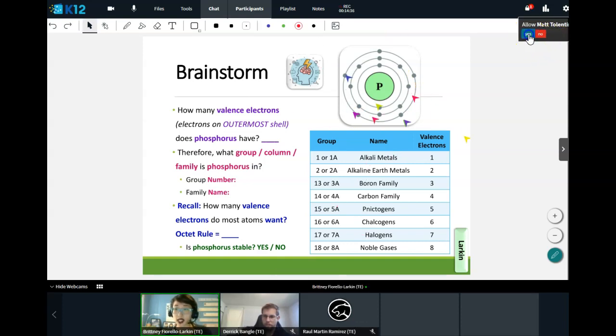Awesome. All right, looks like most of us are pointing to the outermost shell, and that is absolutely correct. So if you're taking a look at the outermost shell, how many electrons do you see on the valence shell? Tell me the number of valence electrons.